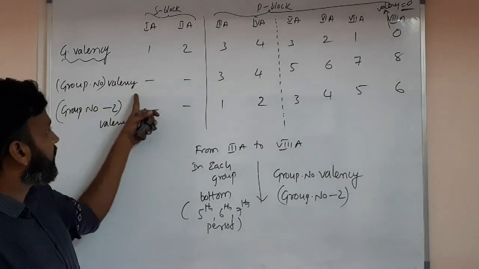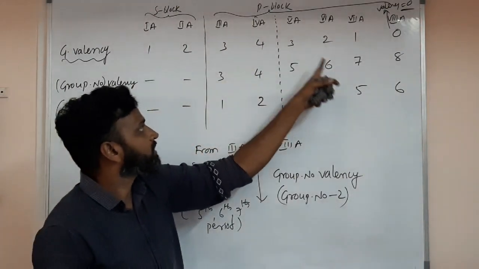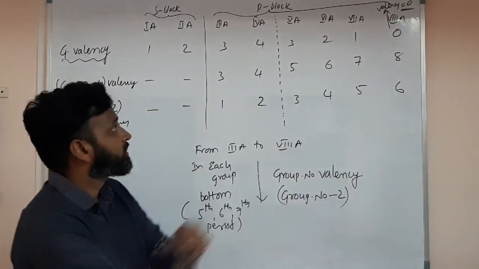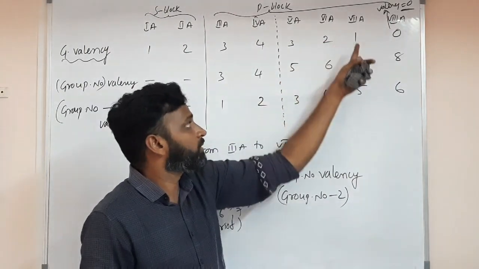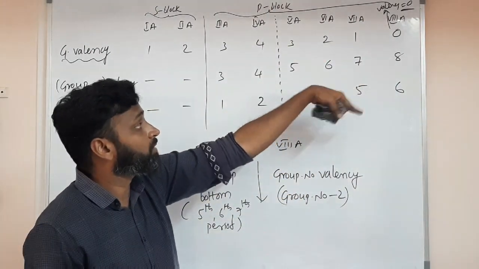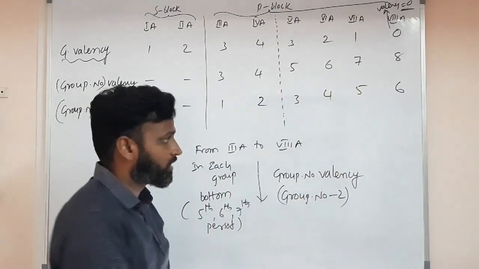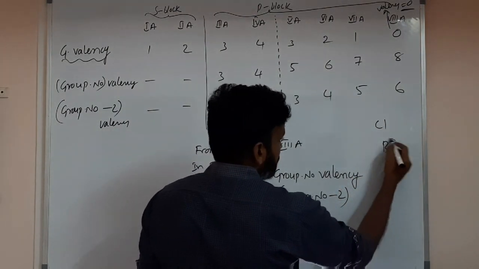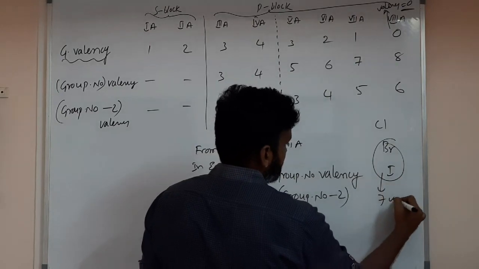So group number valency means 3, 4, 5, 6. Fifth A group also exhibits 5, 6, 7, 8 like that. Sixth A group exhibits 6. Seventh A group exhibits 7. But will all elements exhibit it? No, not top elements, only the bottom elements of this 7A group, like chlorine, bromine, iodine. These can exhibit 7 valency, bottom elements.